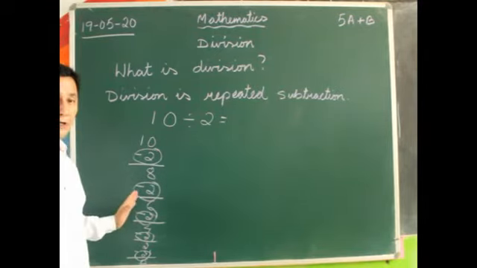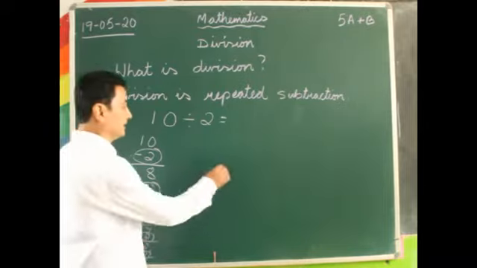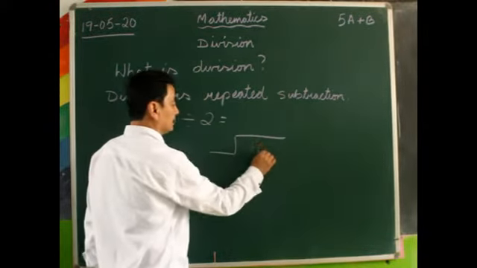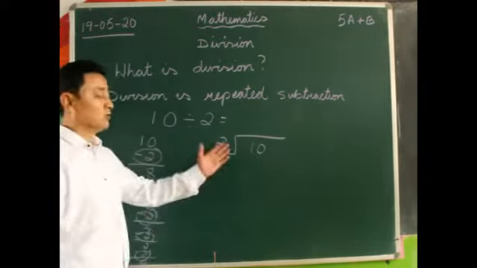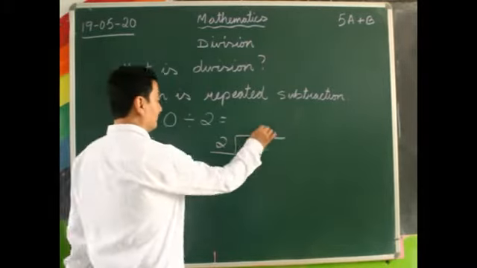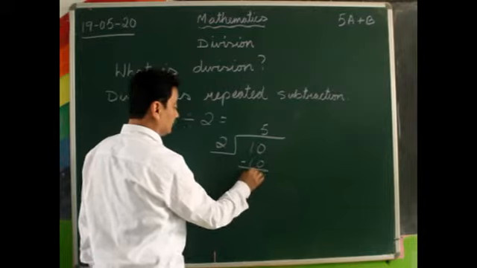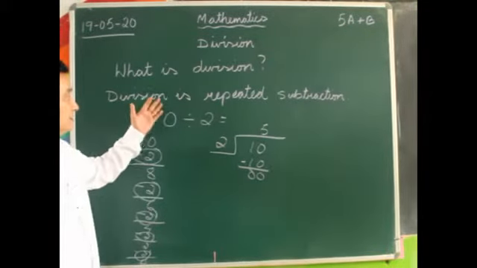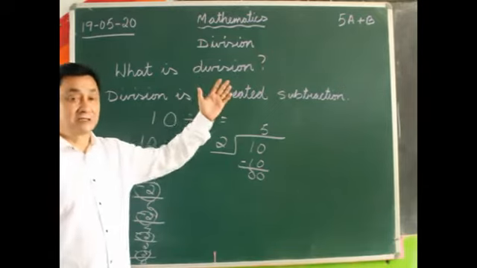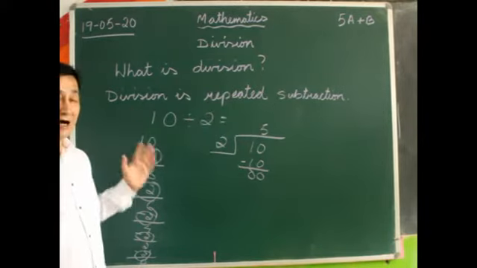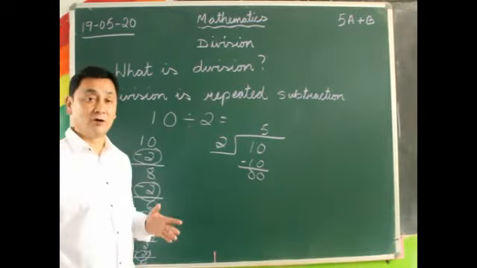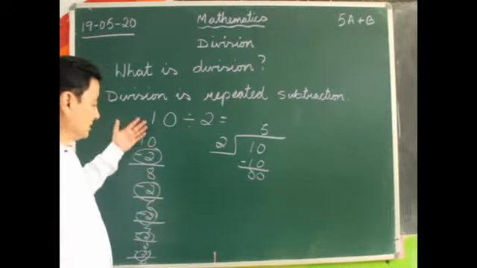Now this is a long way; here is the shorter way. 2 goes into 10 how many times? 2 fives are 10. So basically, what is division? Division is repeated subtraction, but it is a faster way of calculating or doing sums. You could see the difference.